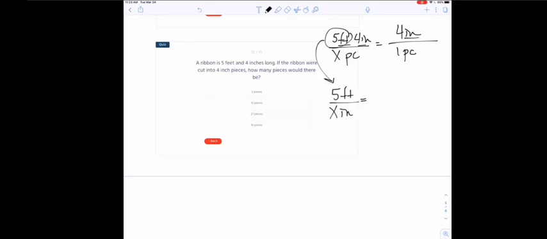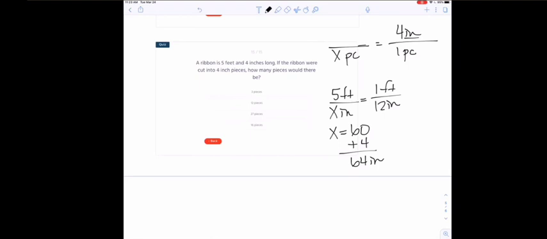5 feet is to x inches, as 1 foot is to 12 inches. X times 1 is x, 5 times 12 is 60. So now we add the additional 4, 64 inches. Where do we get the 4? Right here. That's where we got that 4. We want to put them all together. So now this is 64 inches.